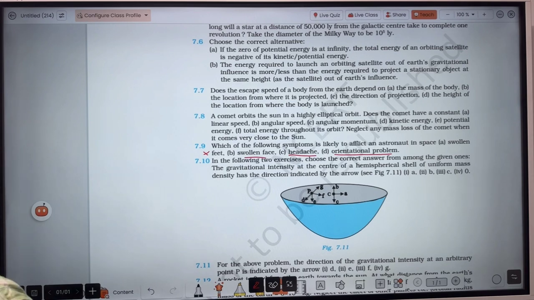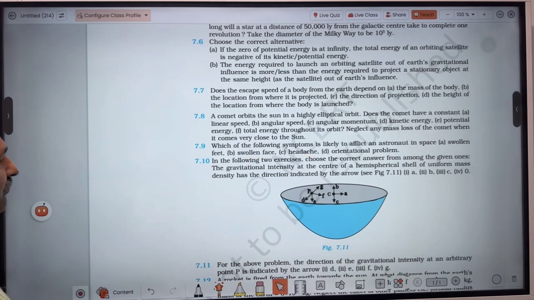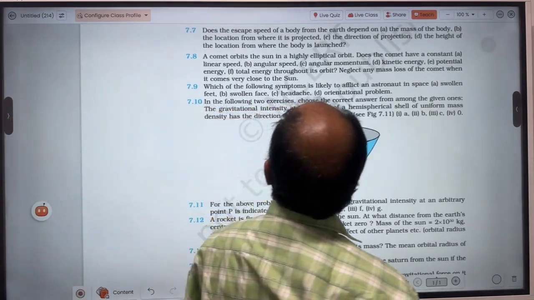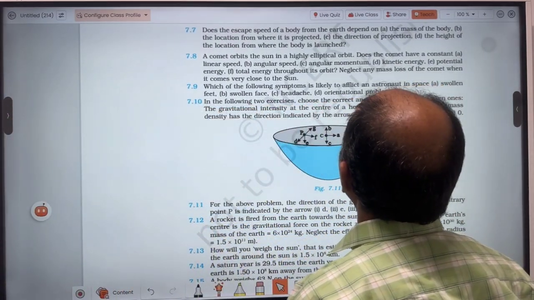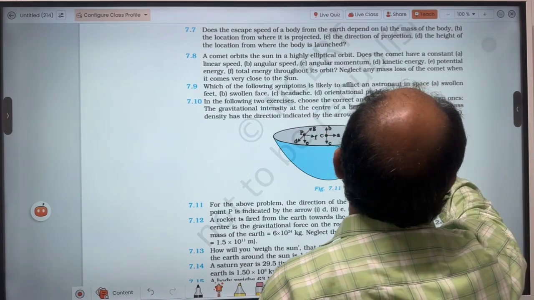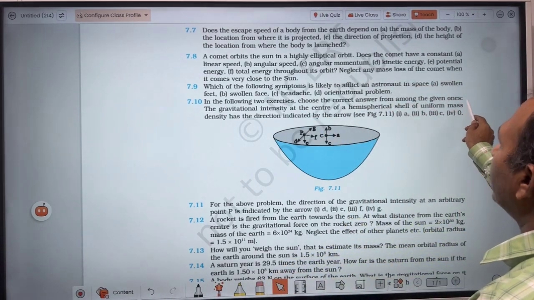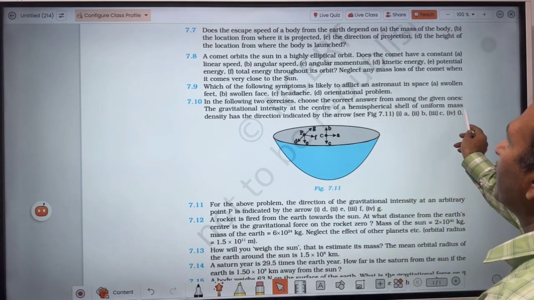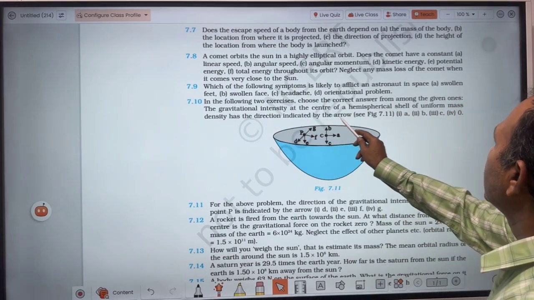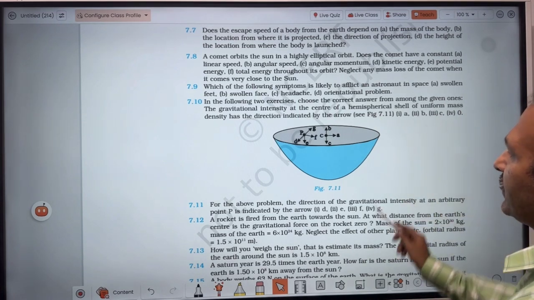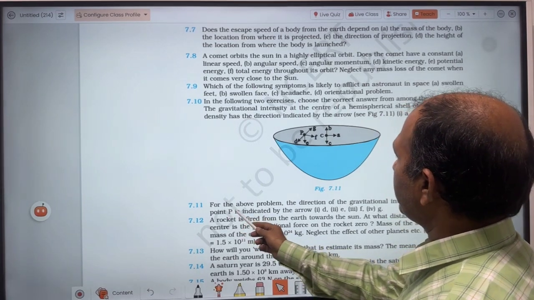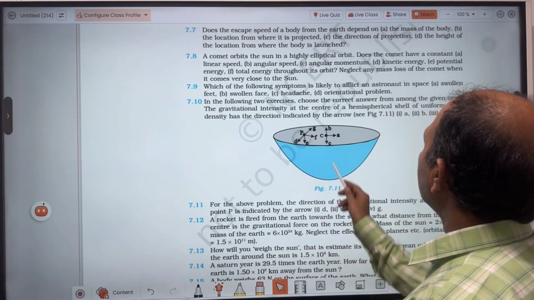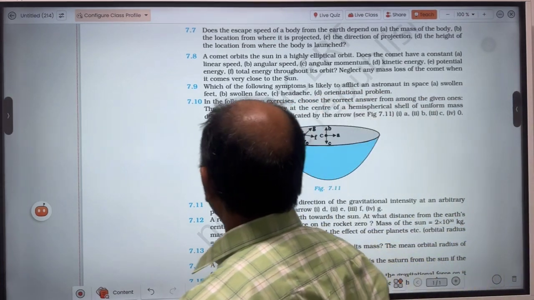Question number 7.10. What does it say? It says in the following two exercises, choose the correct answer from among the given ones. The gravitational intensity at the center of a heavy spherical shell of uniform mass density has the direction indicated by the arrow A, B, C, etc. And for the 11th question, it is also the same thing. For the above problem, what is the direction of the gravitational intensity at any arbitrary point P? So this is the point. These two cases we are going to see.